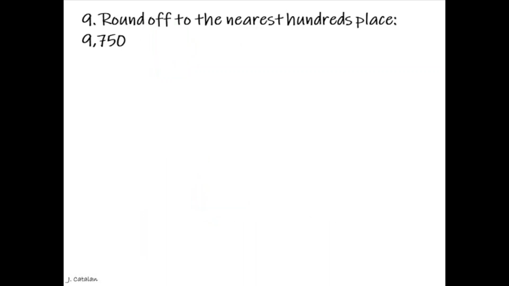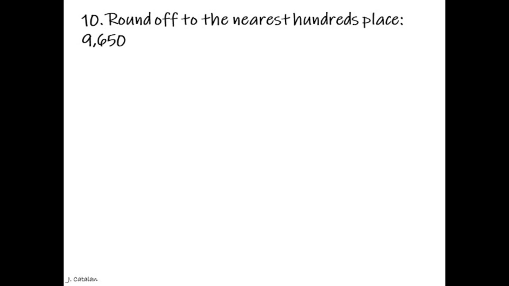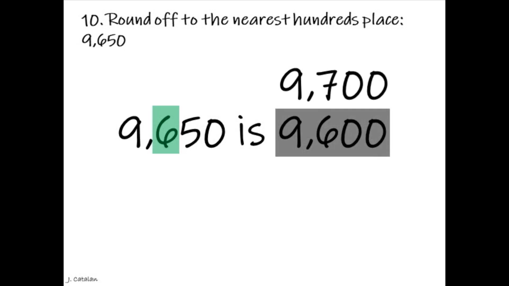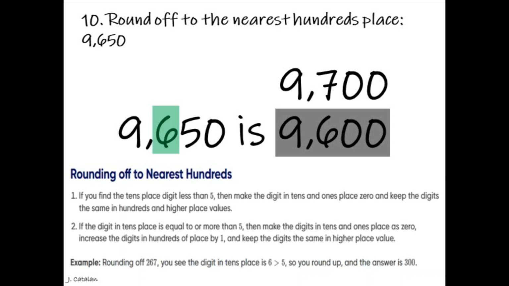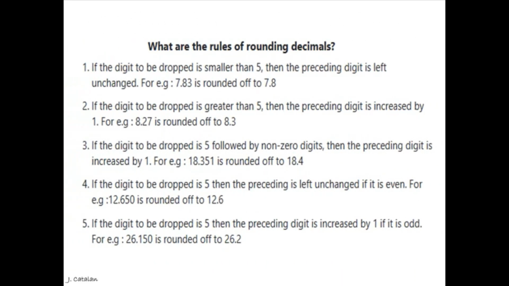Round off to the nearest hundreds place, 9,750. 9,750 when rounded off to the nearest hundreds is 9,800. Round off to the nearest hundreds place, 9,650. 9,650 when rounded off to the nearest hundreds is 9,600. Actually, my answer to this is 9,700. I follow these rules in rounding off to the nearest hundreds. I believe that the rules involving odd and even numbers when rounding off are only applicable to decimals.